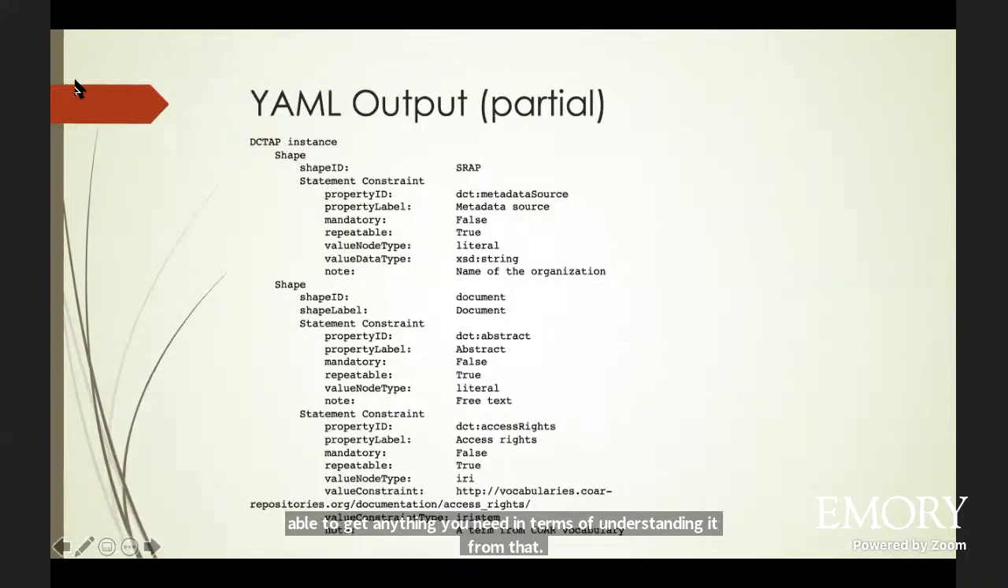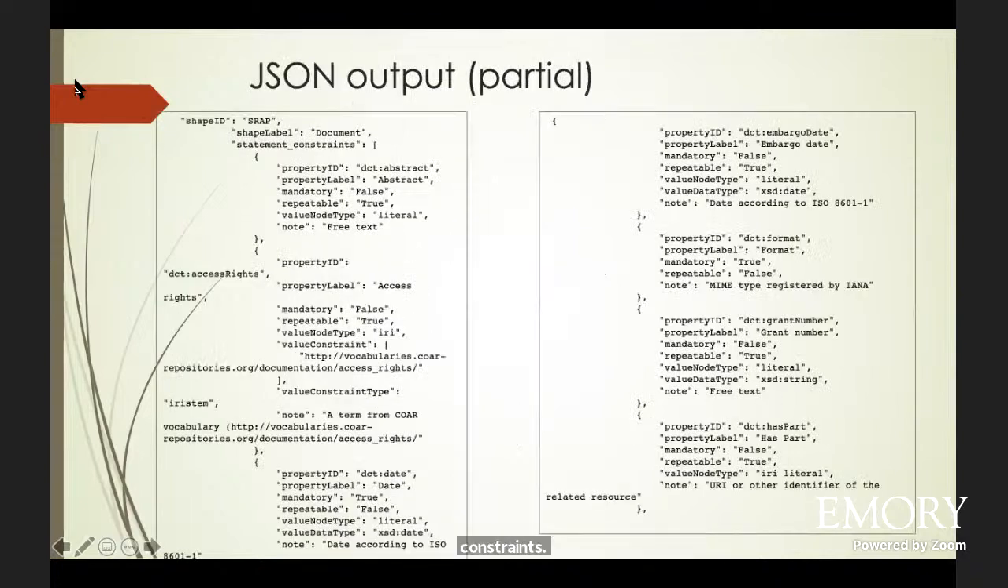This gives you an idea of what the YAML output looks like. Obviously, we couldn't fit it all on the screen. But you can see that it has shapes, it has statement constraints. And then this is the JSON output, which again is very hard to show on a screen like this, but that does the same thing.